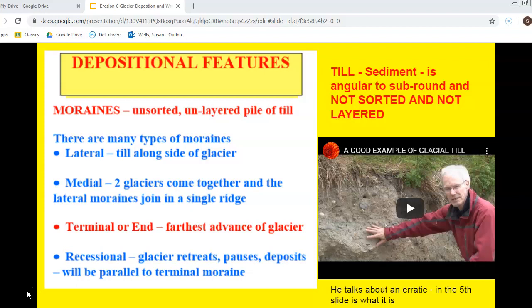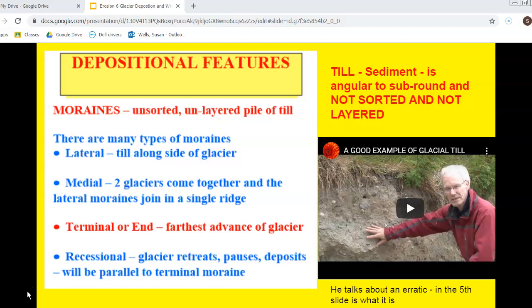And then we have one called a recessional moraine. These two moraines, terminal and recessional, are both things that occurred on Long Island. The glacier retreats, and then it pauses and deposits material. It could stay there for 1,000 years, and this recessional moraine will always be parallel to the terminal moraine. We will be talking about that on a later slide.